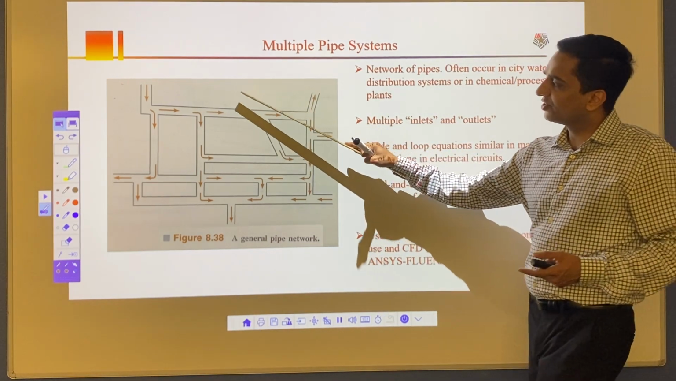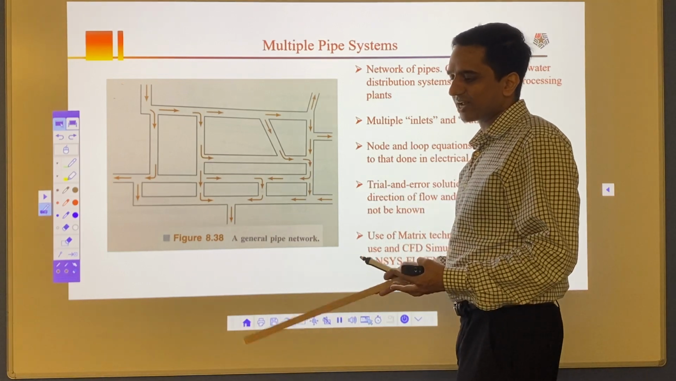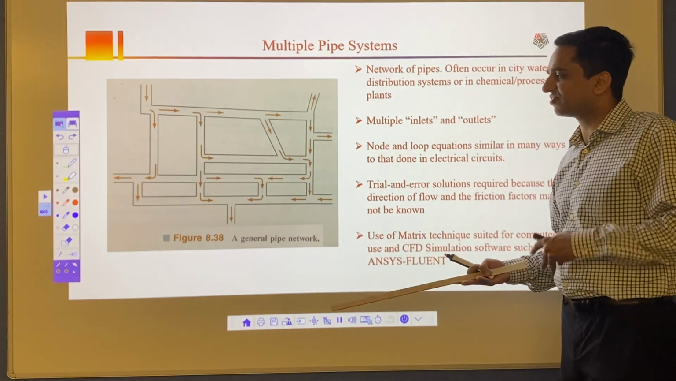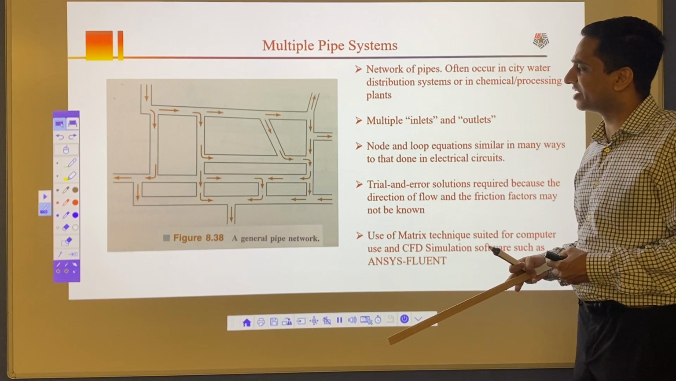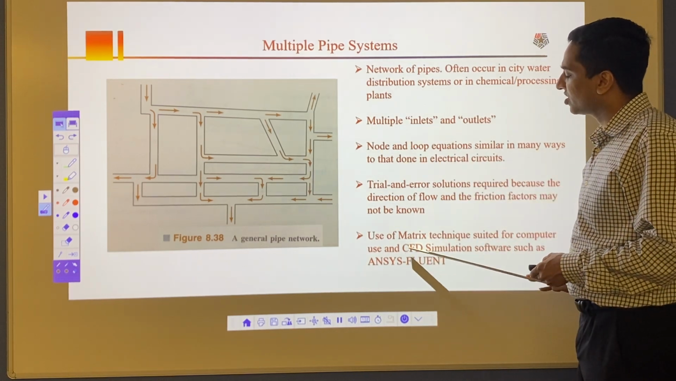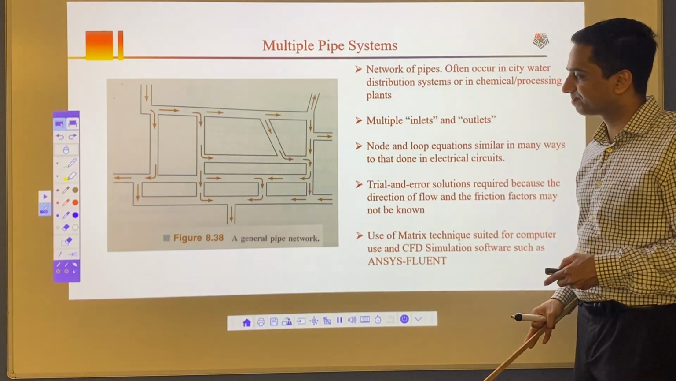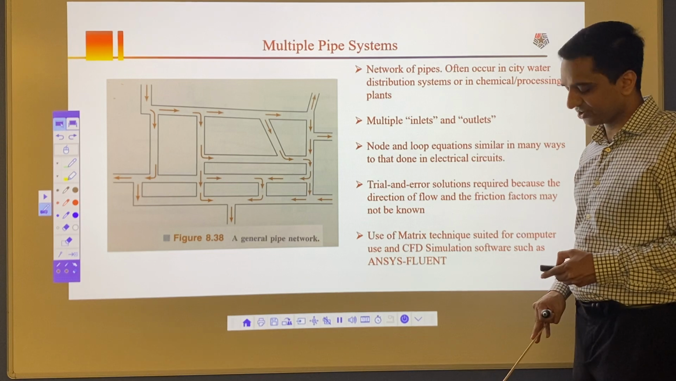All you do is give all the input to the computer. The computer program uses the same equations that we did, but it does it in complex form collectively, and then it can solve it for you. So you can use CFD, computational fluid dynamics, and solve the complex problems. So that's how you can do this.